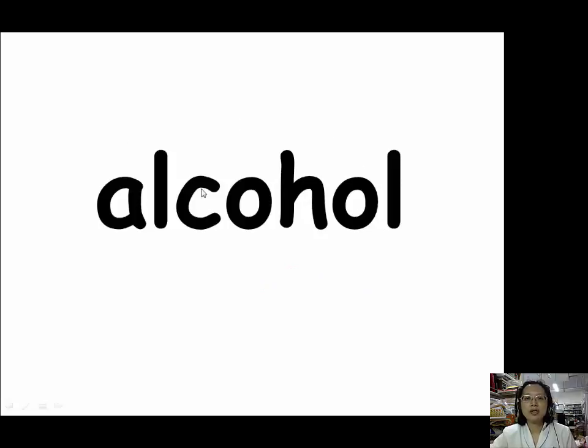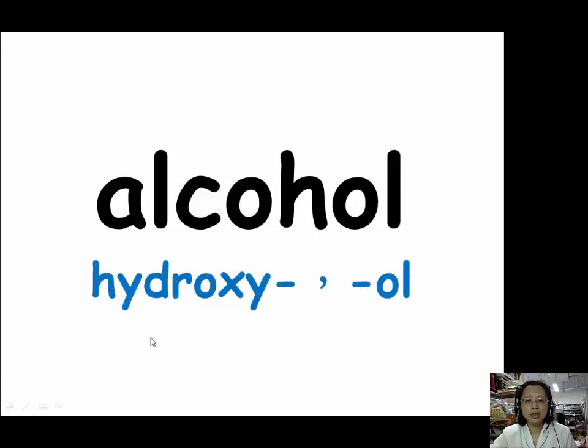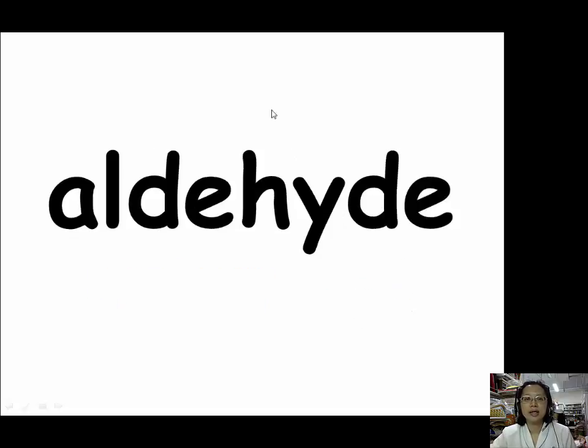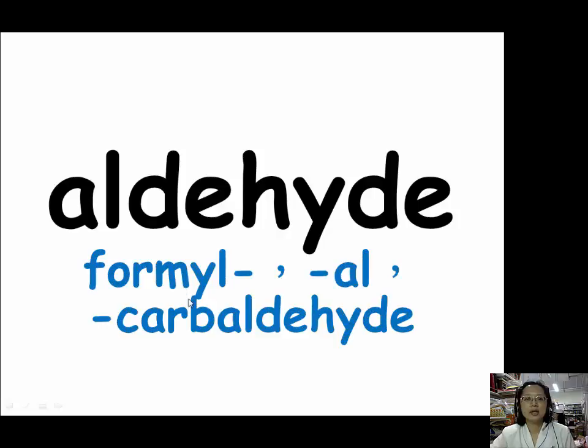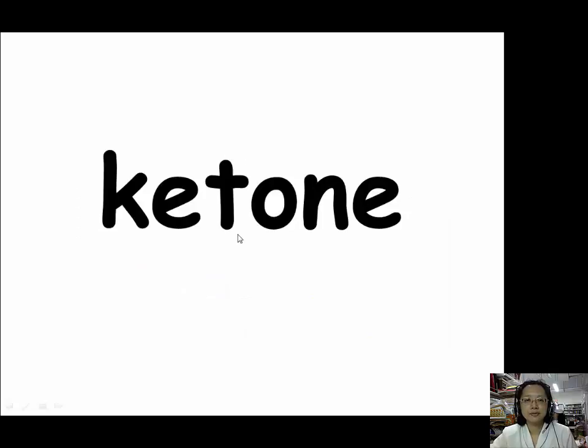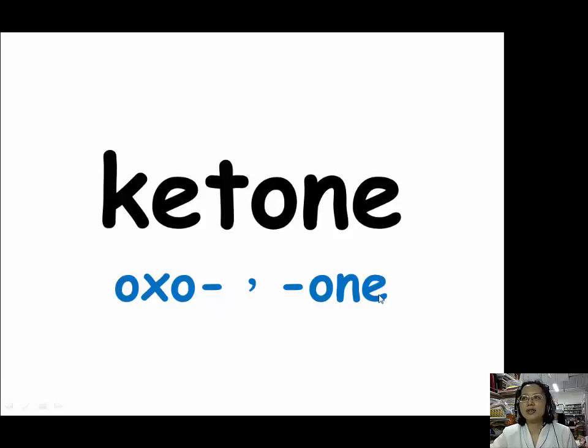When we want to talk about alcohol, we can use hydroxy, or the suffix OL to use. And for aldehyde, we can use the prefix formyl, and the suffix AL, or carbaldehyde. For ketone, we have the prefix OXO or the suffix ONE to use.